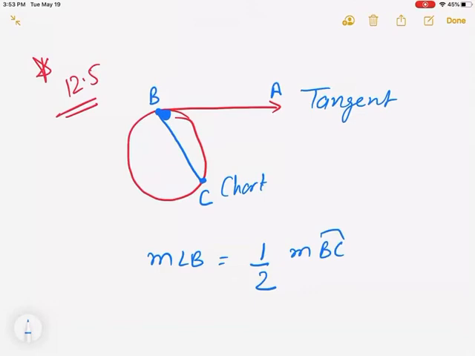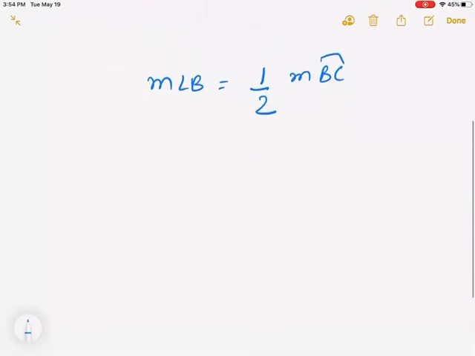Let me show you an example. Let's say this arc that goes from here to here is 110 degrees. So what would be the angle exactly at angle B? That would be half of that. So this angle would be 55 degrees. Let me show you another example.